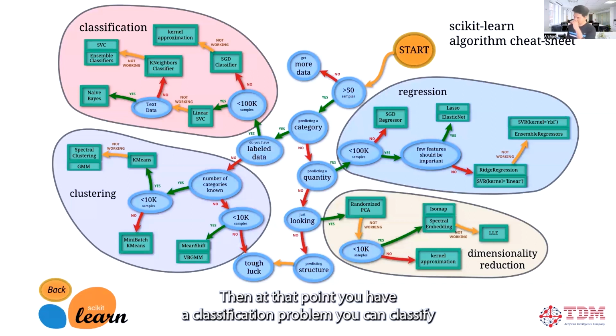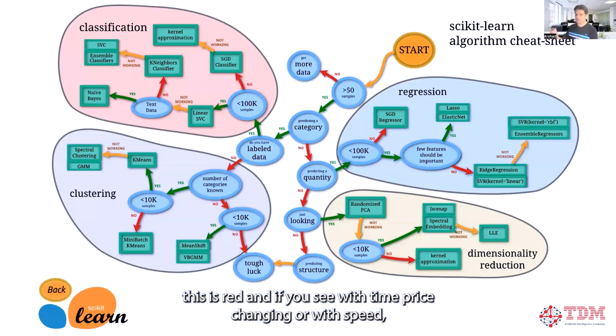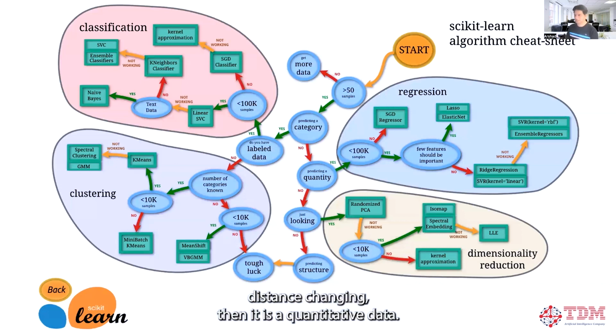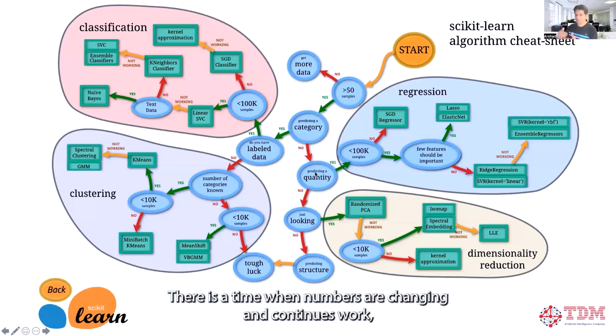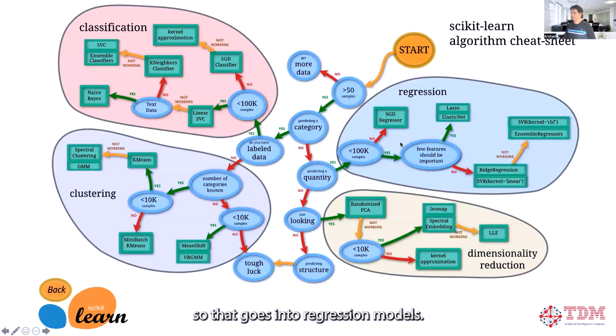Then at that point, you have a classification problem. You can classify this is red and blue. If you see with time, price changing, or with speed, distance changing, then it is quantitative data. There is a time when numbers are changing in a continuous way. So that goes into regression models.